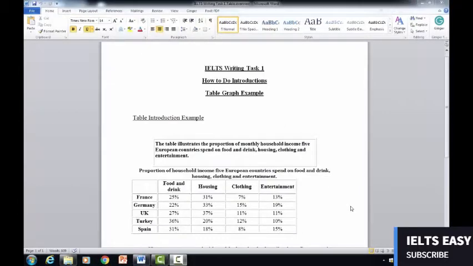Okay. So now let's get into writing the overview for the table that we have right here. It's not really a table graph, really. It's just a table.